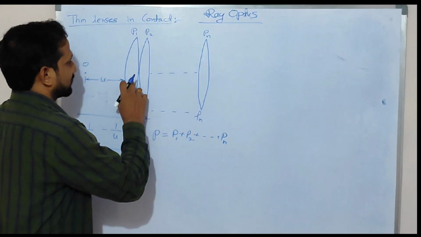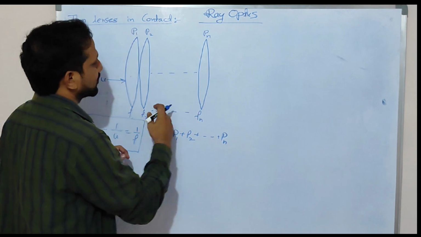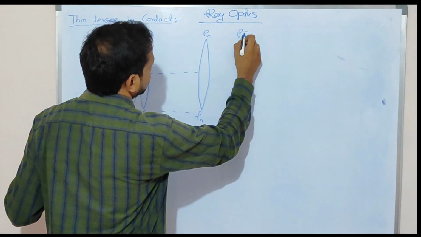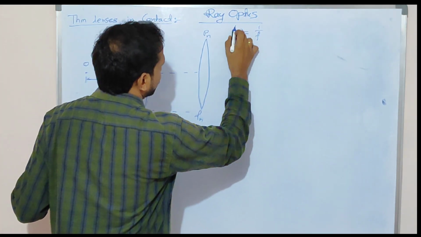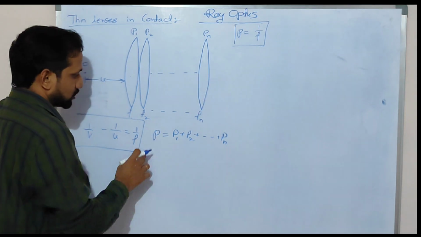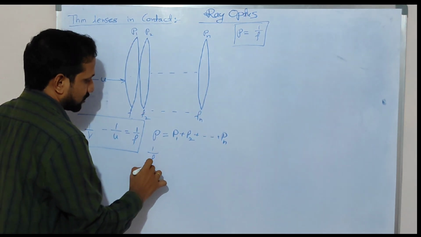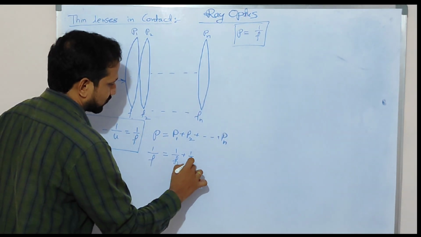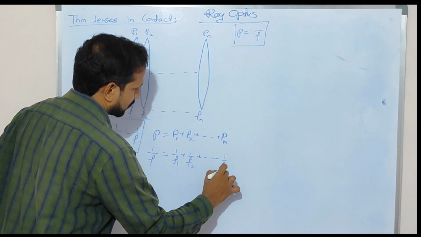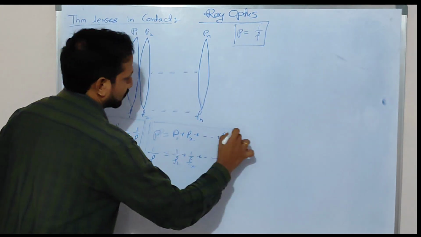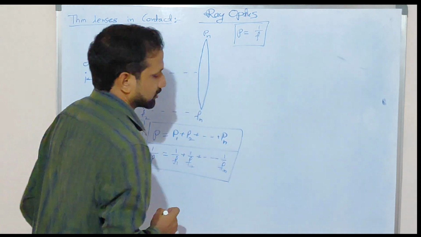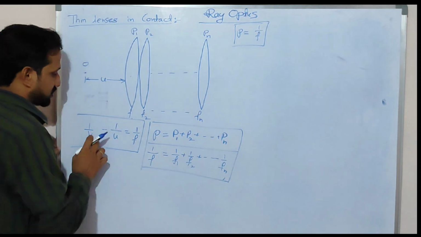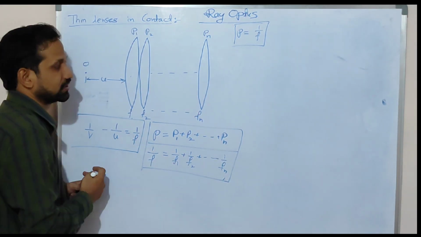P1 is the power of the first lens, P2 is the power of the second lens, and so on. You know that the power of a lens is the reciprocal of the focal length of the lens. So total power is nothing but 1 by the total focal length of the system, equals 1 by f1 plus 1 by f2 and so on, up to 1 by fn. These are the two very important formulas. They can ask you questions based on this. Once you calculate this, you can substitute in the lens formula and find the answer.